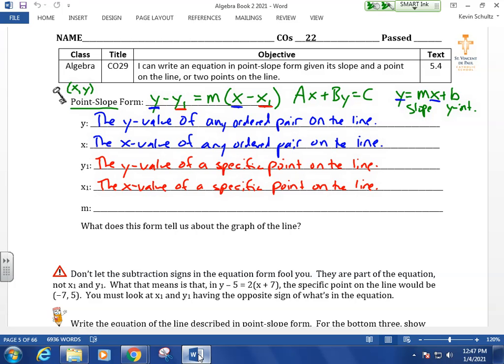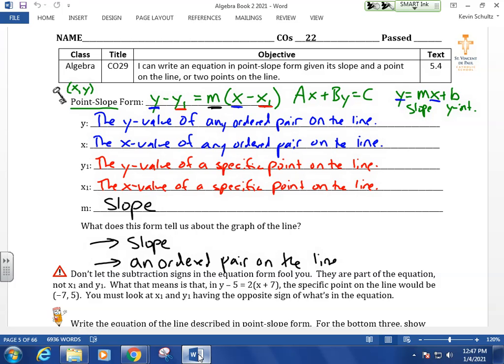And the easy one, because we've worked with it before, that m variable, is once again the slope. And what does this form tell us about the graph of the line? Well, it gives us two things. It gives us the slope, and it gives us an ordered pair on the line. And again, how this differs from slope-intercept form is that in slope-intercept form, you're given the y-intercept. In point-slope form, it's another point. It's a different point, not the y-intercept.